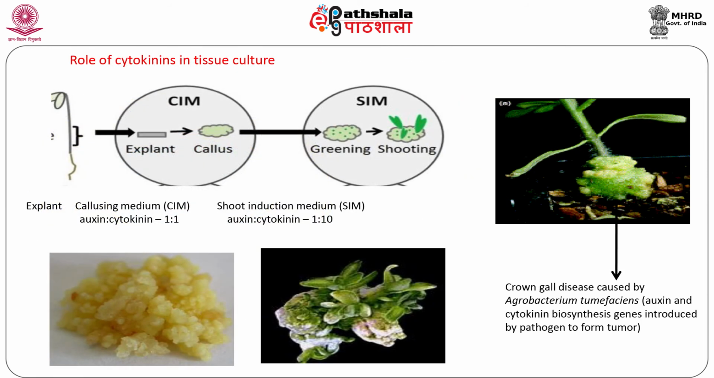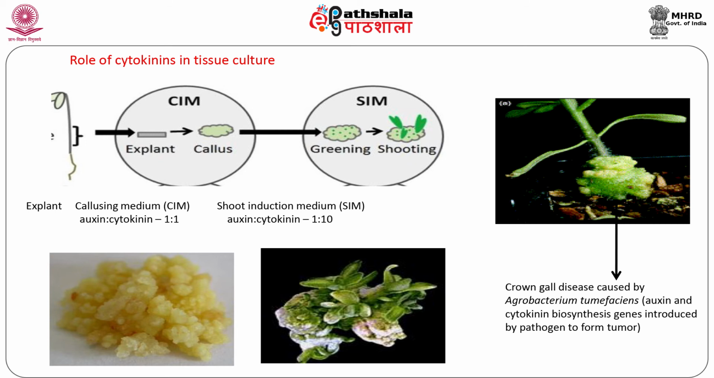Let's talk about the role of cytokinin in tissue culture. The ability of cytokinins to induce new meristems is best seen during the process of organogenesis. When a plant part like the hypocotyl is placed on a medium supplemented with similar concentrations of auxins and cytokinins, the parenchymatous cells dedifferentiate and redifferentiate to form a homogeneous tissue called callus.